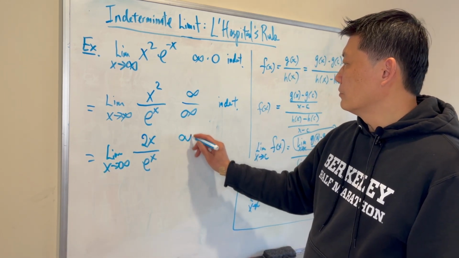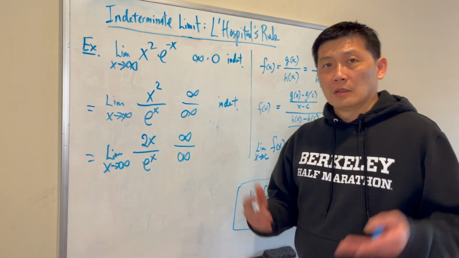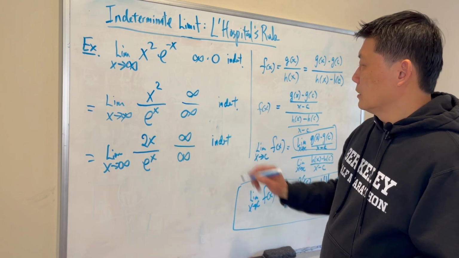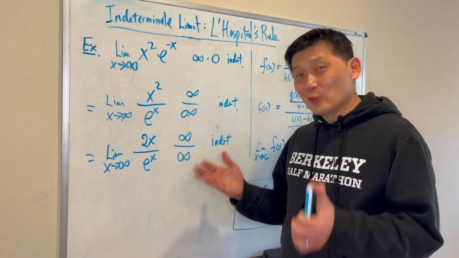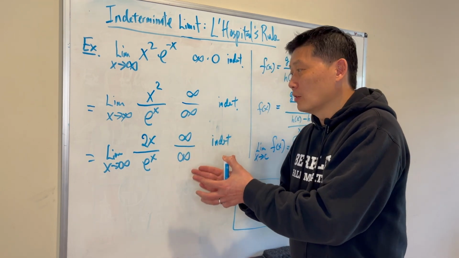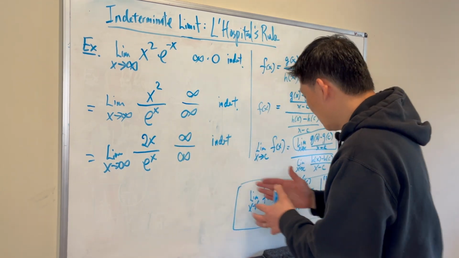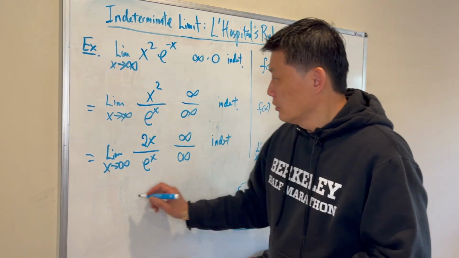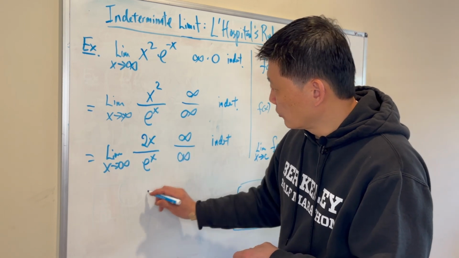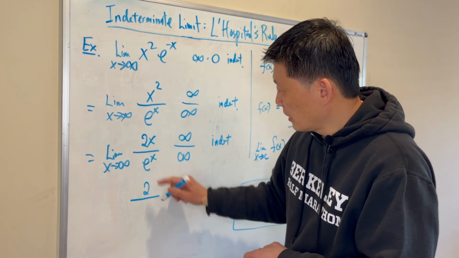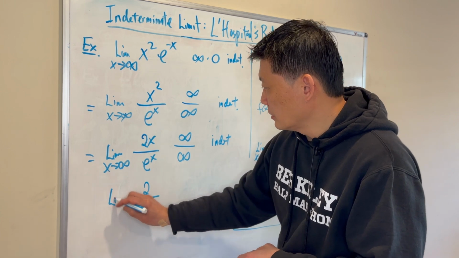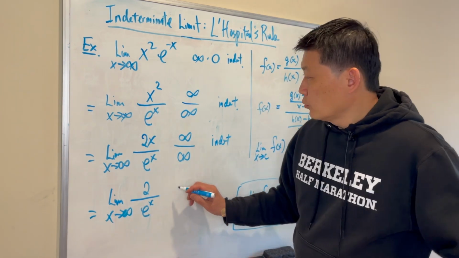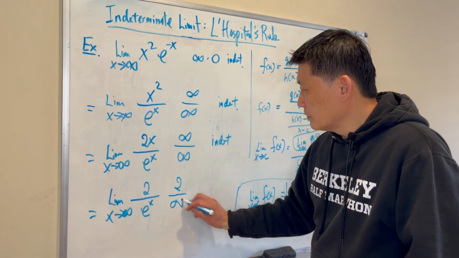We end up with infinity over infinity. Well, we got infinity over infinity. It is still an indeterminate form, but it is still a quotient form. So if it's still a quotient, then we can again apply L'Hopital's rule repeatedly. So then take the derivative of the top, which is 2, derivative of the bottom, e to the x, limit as x approaches infinity. Now we end up with 2 divided by infinity.